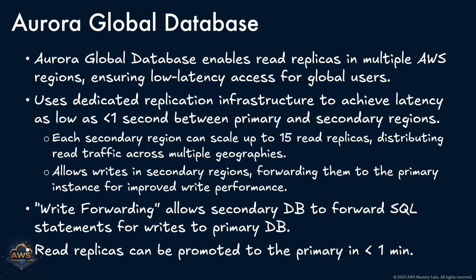To achieve this, Aurora uses dedicated infrastructure for replication, enabling near real-time data transfer between the primary and secondary regions, with latencies typically under 1 second. Each secondary region can independently scale up to 15 read replicas, allowing you to distribute read traffic across multiple geographies without overwhelming your primary database. This makes it ideal for global reporting, content delivery, and real-time dashboards.